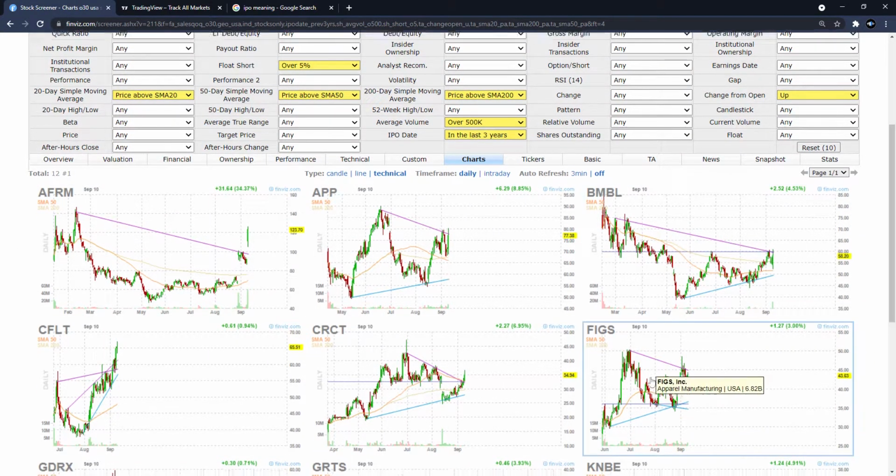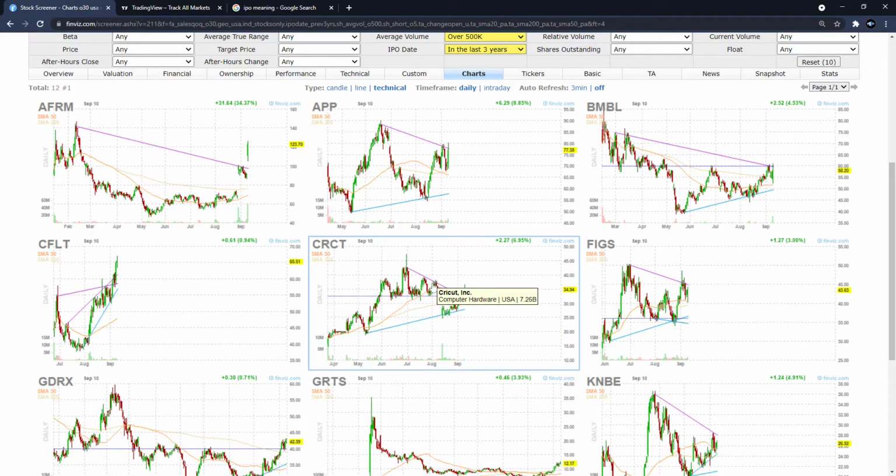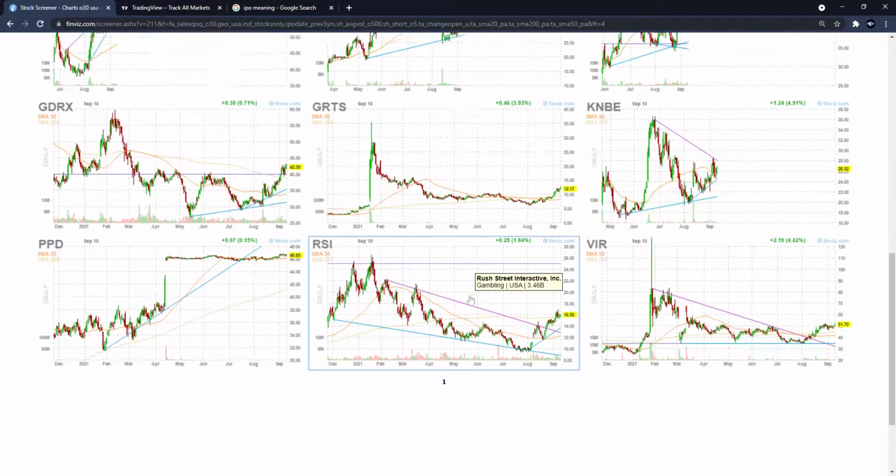As you can see, they're in a pennant, and this could be a possible trade. So this is how you can make a living out of it.